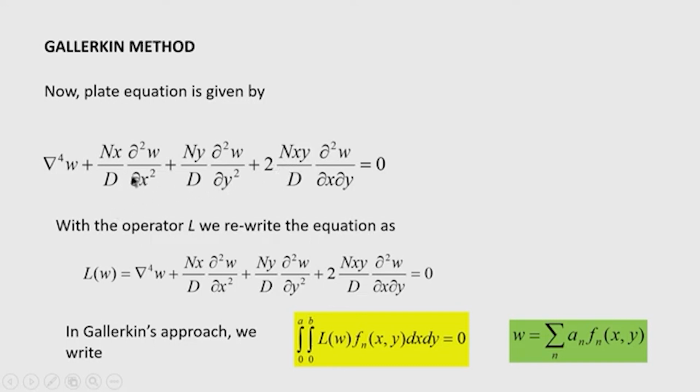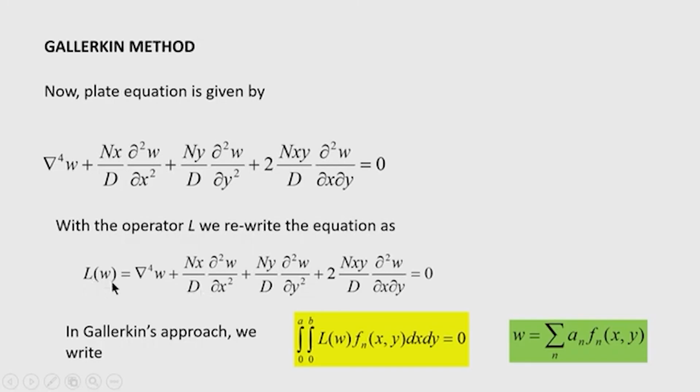Now, define an operator L such that L is del 4 plus Nx by D del square by del x square plus Ny by D del square by del y square plus 2 Nxy by D del square by del x del y. So, introducing this operator, we can now represent the differential equation in this form. So, Lw is 0. So, L is an operator I have introduced. You can isolate w from this equation and then you will be able to get the operator.